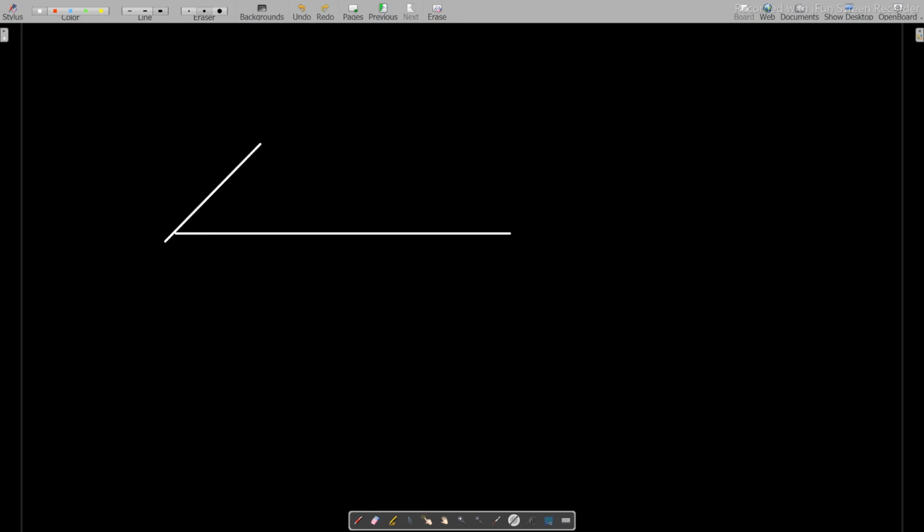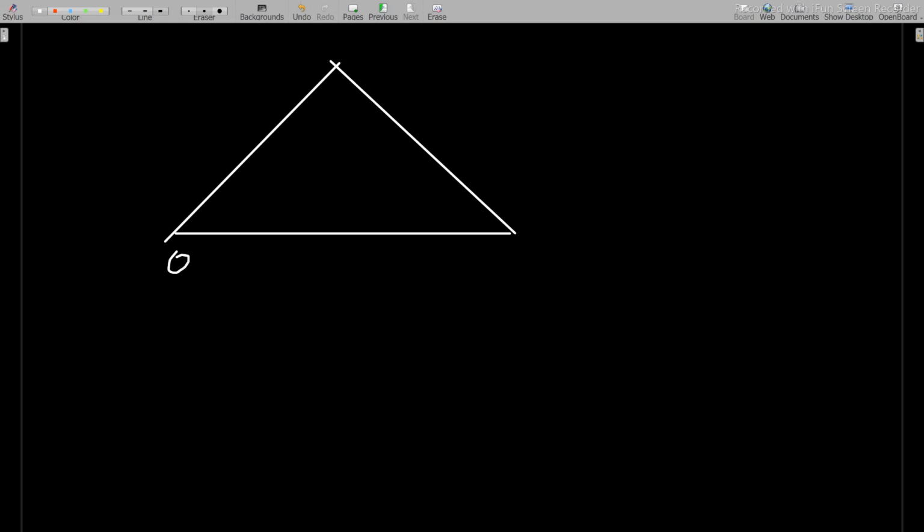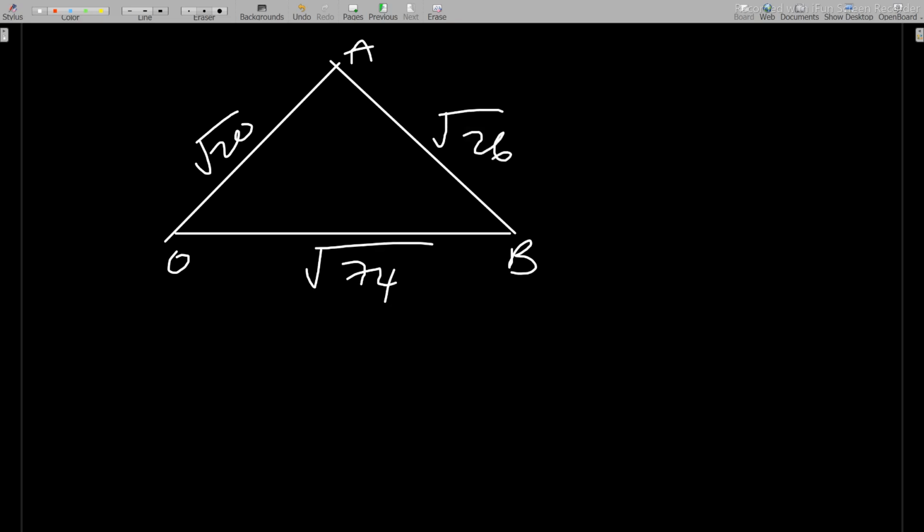That is why we are spending time here calculating all the distances. And here is OB, I have BA, and here is square root of 26. That is the distance here. Here is supposed to be OA, which is square root of 20, then square root of 74, and square root of 26 rather. And here we have an angle called theta.